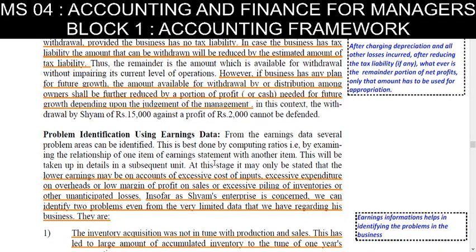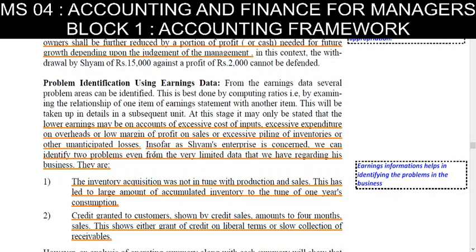Problem identification using earnings data. Lower earnings may be on account of excessive cost of inputs, excessive expenditure on overheads, lower margin of profit on sales, excessive piling of inventories, or other unanticipated losses. This is talking about the previous example. Why are there lower earnings in a business enterprise? There could be many reasons. There could be higher cost of inputs, or there could be excessive expenditure. There are various causes like this. There could be huge stocks of inventories.